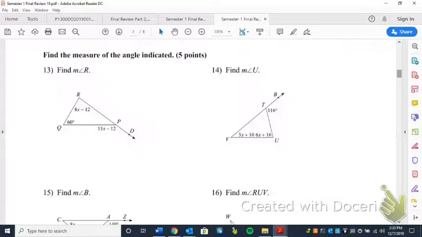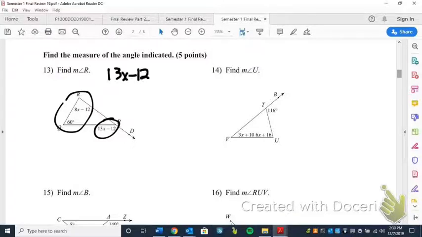Okay, so these next 4 all have to do with the exterior angle theorem. If you remember the exterior angle theorem, it states that the exterior angle of a triangle is equal to the sum of the remote interior angles, which means that outside angle is equal to the sum of the two inside angles.